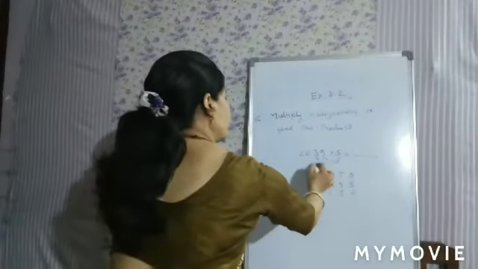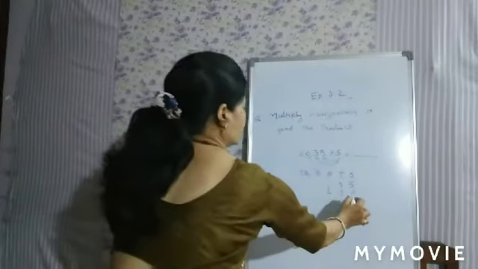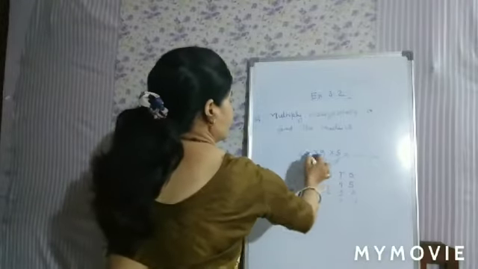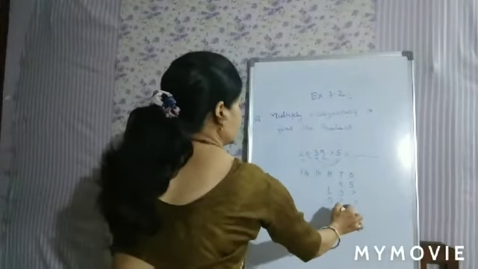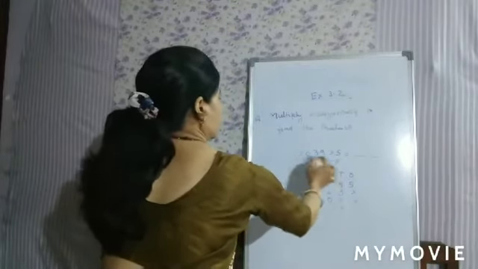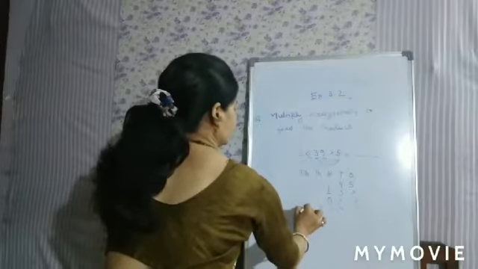Then 5 zeros are 0. So leave ones and tens place and write 0. Then multiply 5 and 2. So leave ones, tens and 100 place and write 5 twos are 10.